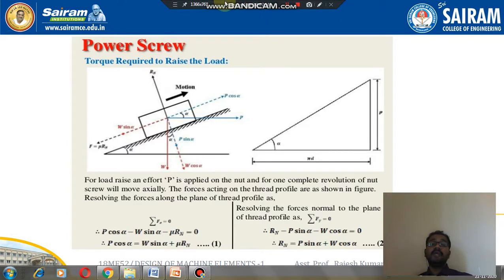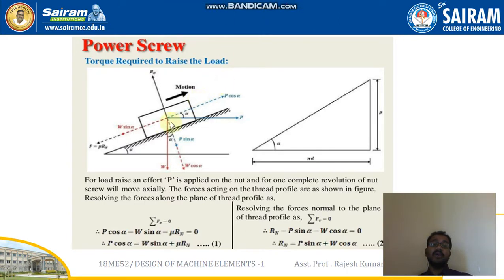Similarly, for the torque required to lower the load, we will be taking the same sketch, again for the single-start thread only. But the difference here is that we are trying to lower the load. It means the frictional force will be in the opposite direction, and the applied force will be in the minus x direction. Only these two changes, and the remaining things remain the same. That is the reaction force at 90 degrees, and W will be towards the negative y direction, that is the gravity direction.